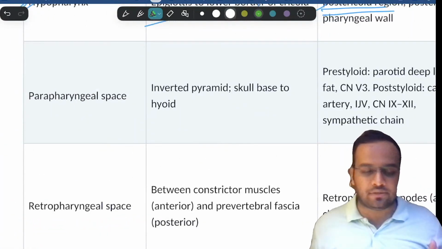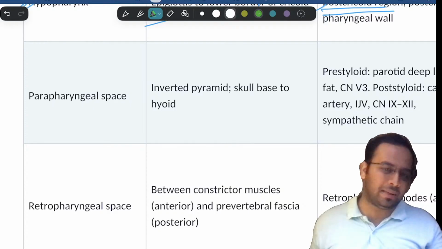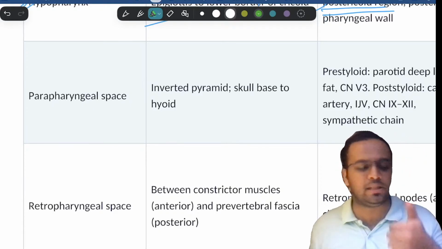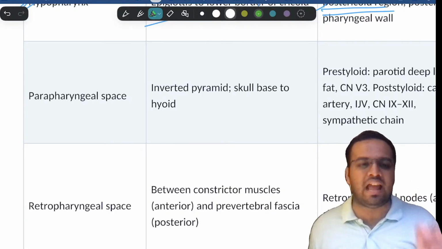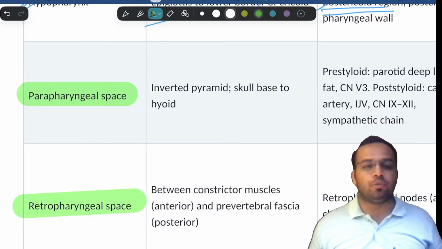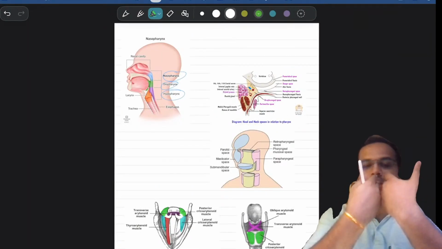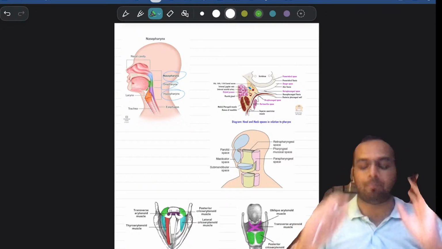There are two spaces very important, at least from a surgeon's perspective. There are a lot of spaces: the prevertebral space, the danger space, the alar space, the parapharyngeal space, the retropharyngeal space. But the two main spaces which are important for your undergraduate level as well as for your NEET PG are the parapharyngeal space and the retropharyngeal space. So what is a parapharyngeal space? Remember that where the oral cavity ends laterally, between that and your mandible region, this region typically comprises your parapharyngeal space.